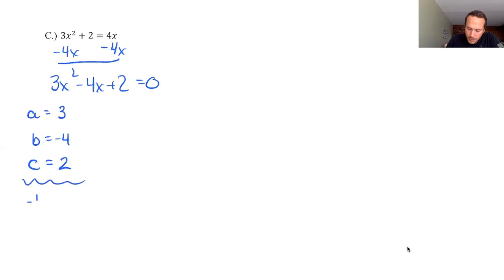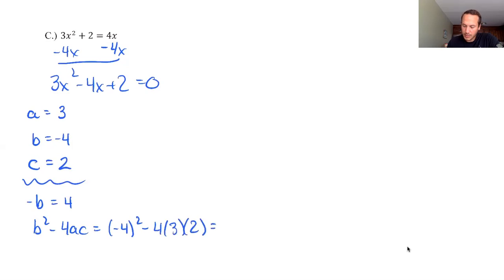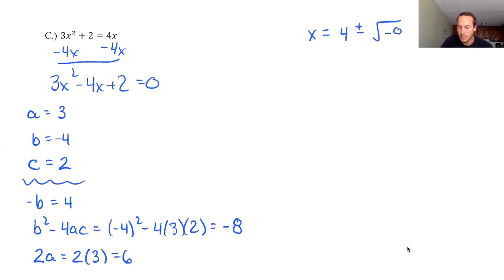I'm going to do this other thing where we say negative b is now equal to 4. B squared minus 4ac is going to be negative 4 squared minus 4 times 3 times 2. That's going to leave me with 16 minus 24, which is negative 8. 2a is just going to be 2 times 3, which is 6. And it's just a matter of plugging in. X equals negative b plus or minus the square root of b squared minus 4ac all over 2a.